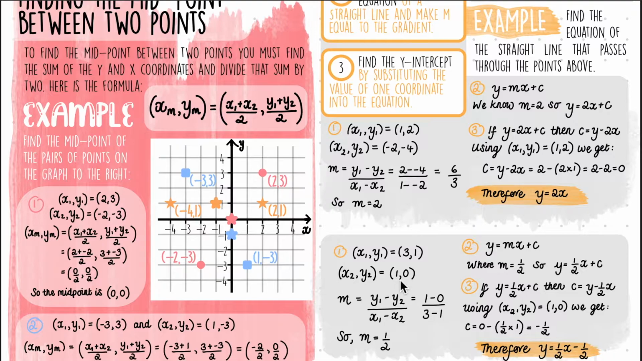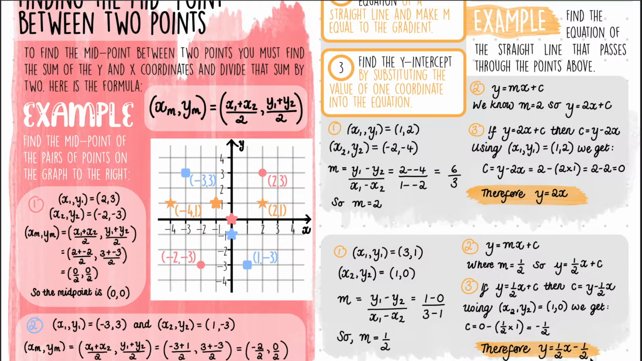So with this coordinate, x is 1 and y is 0. Therefore, this equation then becomes c is equal to 0 minus bracketed half times by 1, which is equal to minus a half. So c is equal to minus half. Therefore, we have the equation of the straight line that passes through these 2 points, and it is y is equal to half x minus a half.